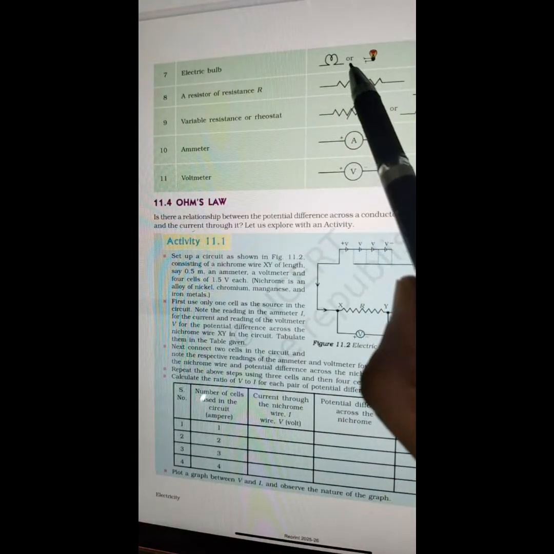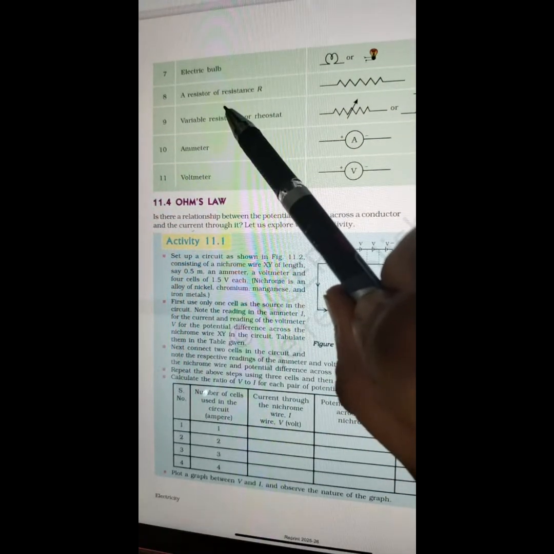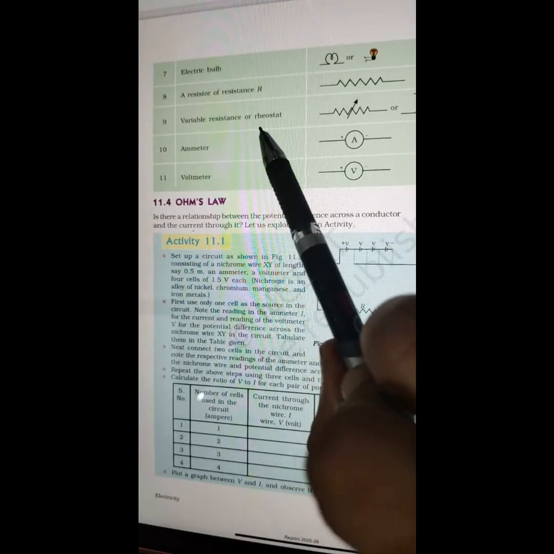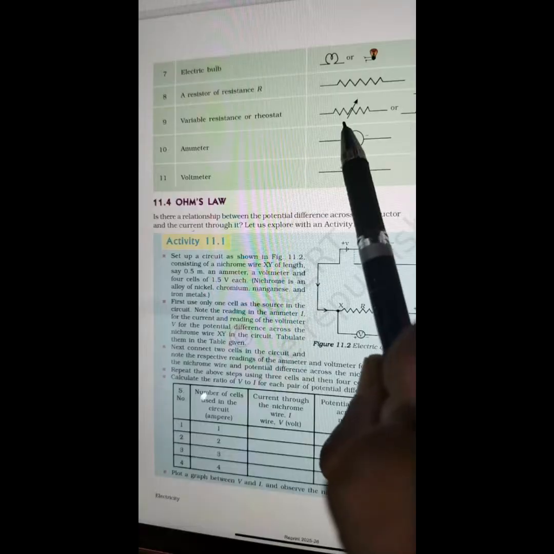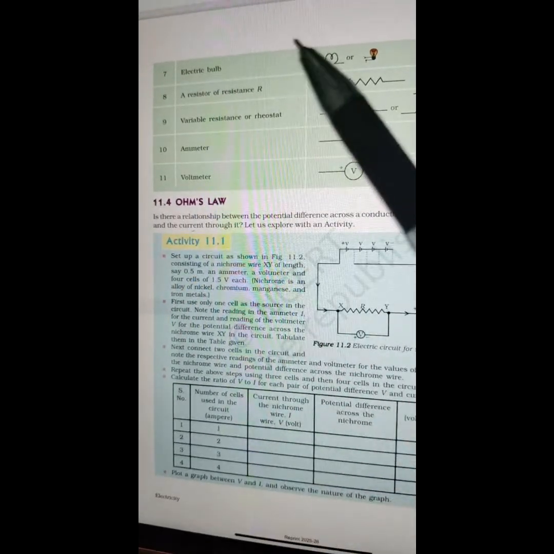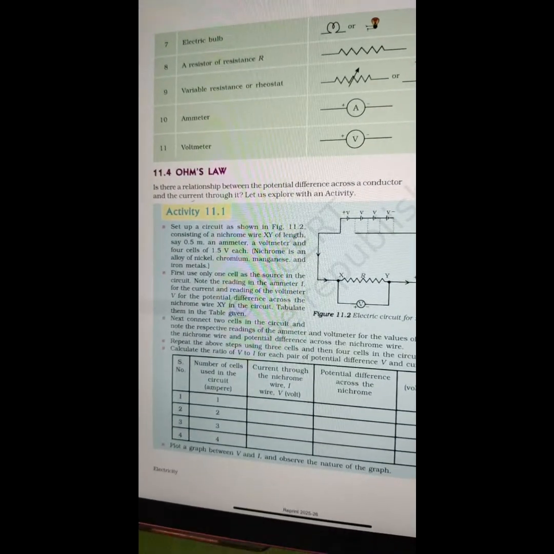Electric bulb is shown like this. A resistor of resistance R is shown like this. Variable resistance or rheostat is shown by any of these ways. Ammeter like this, voltmeter like this. So we are coming to the important part of this chapter, electricity.